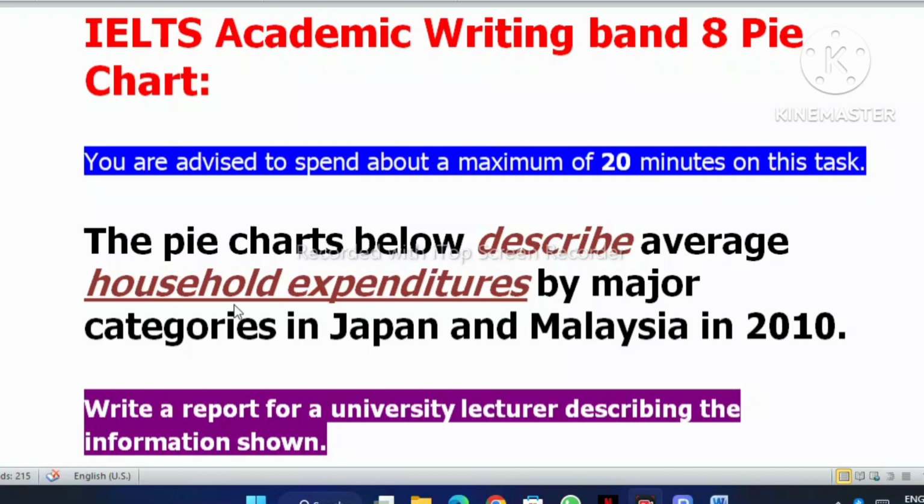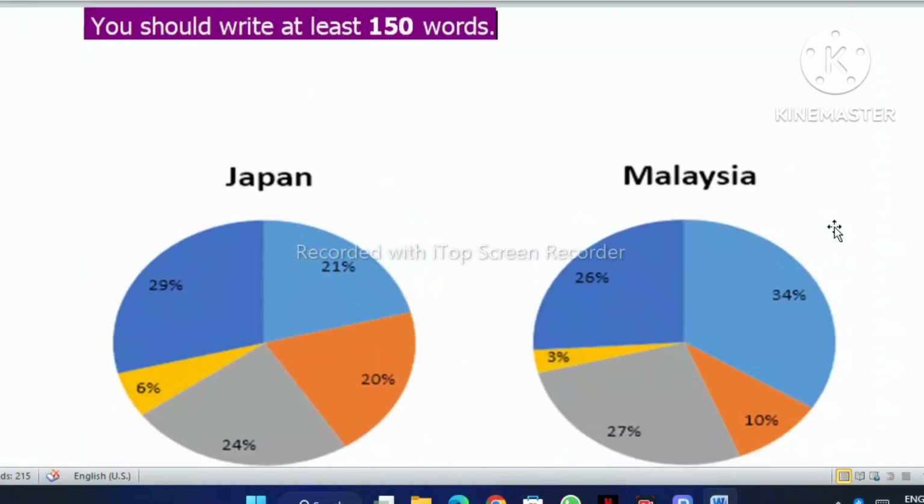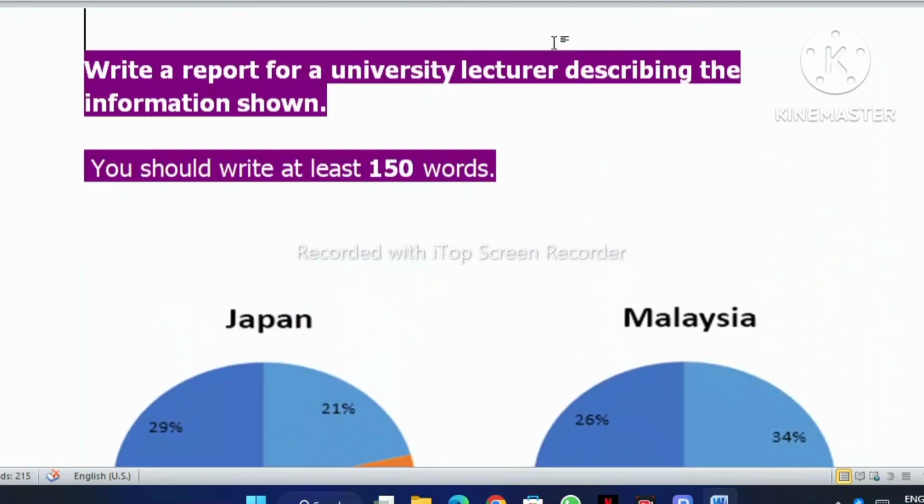The pie charts below describe average household expenditures by major categories in Japan and Malaysia in 2010. And what we are supposed to do is write a report for a university lecturer describing the information shown. You should write at least 150 words. So for this task, we are supposed to write 150 words.